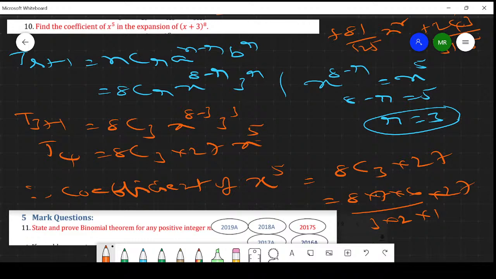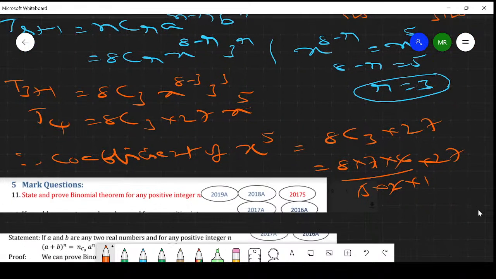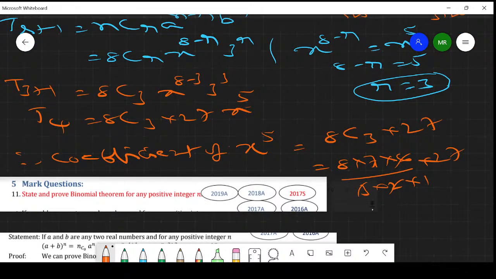8 into 7, this is 8 into 7 into 6. You simplify 3 to 6. Then you will get 8 into 7, 56 and 20. You should multiply that, you will get the answer. You can multiply 56 into 27, and you write that value. You multiply and you write that value. That is your required answer.